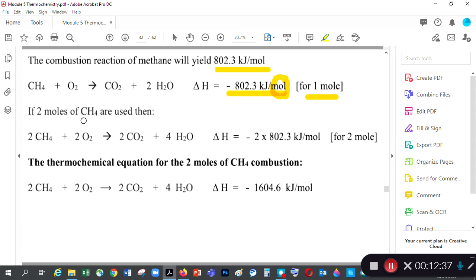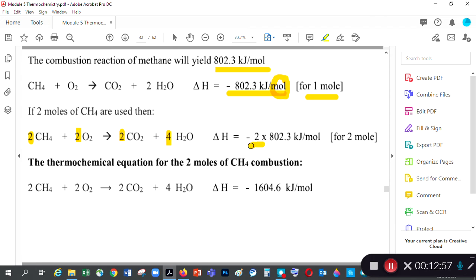Now, if two moles of methane are used, then what will happen to the combustion heat? What will be the combustion heat? Well, look at this. You have to multiply everything by two. So I multiply this by two, multiply this by two. This is by two, and this is two multiplied by two, comes to four.